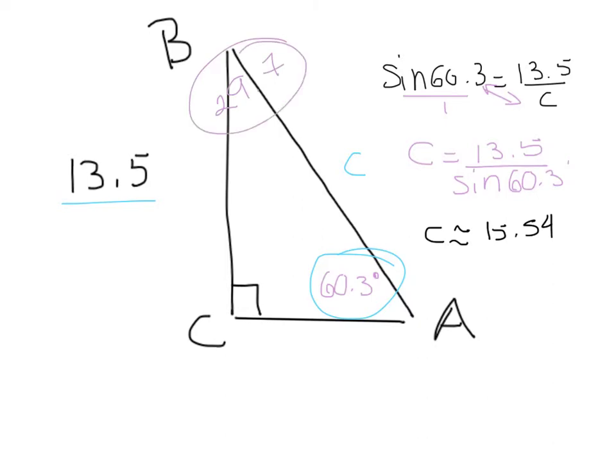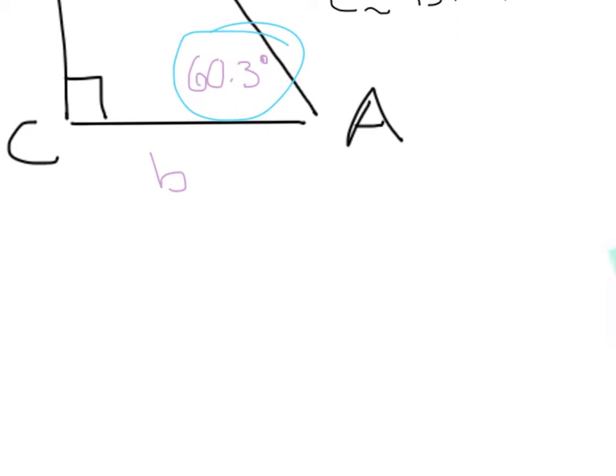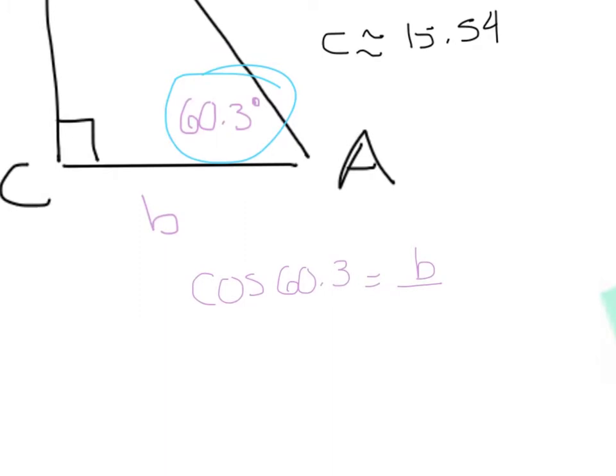And now I'm just missing side b. If I want to, I can use the Pythagorean theorem now that I have c and a and find b. Or I can use my trig functions again. I can either use angle B or angle A. For consistency, I'm just going to use angle A. You don't have to pick this one. So cosine of 60.3 equals adjacent over the hypotenuse, which we just found to be 15.54.